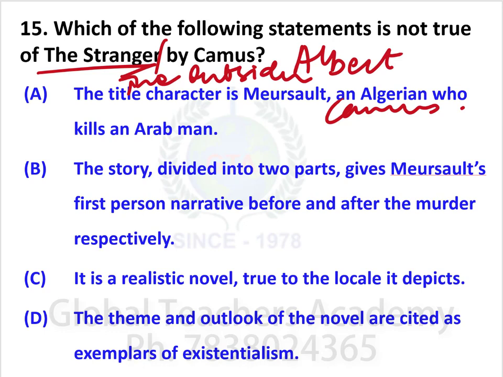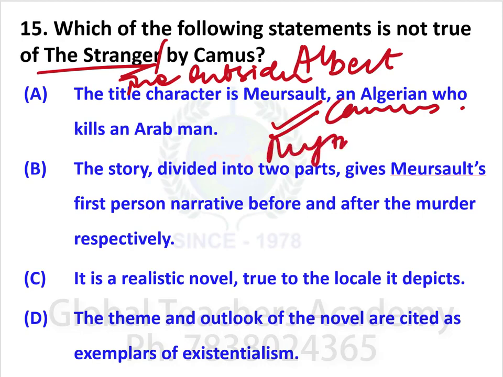Very famous, extremely famous first line that I in fact happened to share with my class of students only yesterday. The first line is, "Today mother died, or maybe yesterday, I don't know." Already a question on it, right? So the very famous first line is, "Today mother died, or maybe yesterday, I don't know," right?